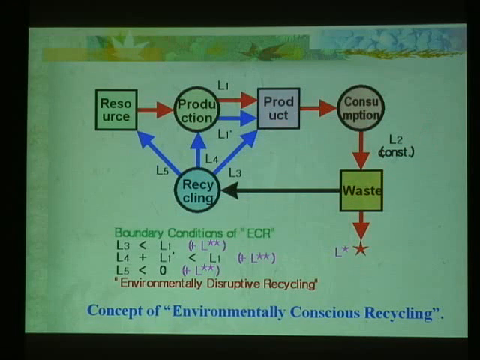But in the recycling stage, another two kinds of environmental load have to be generated from the recycling stage and also the consumption stage. Then, if this loop should be environmentally conscious or environment-friendly recycling, the boundary condition is L3 must be lower than L1. It's very simple. What about this L4 loop? Probably L4 plus L1 dash should be lower than L1.